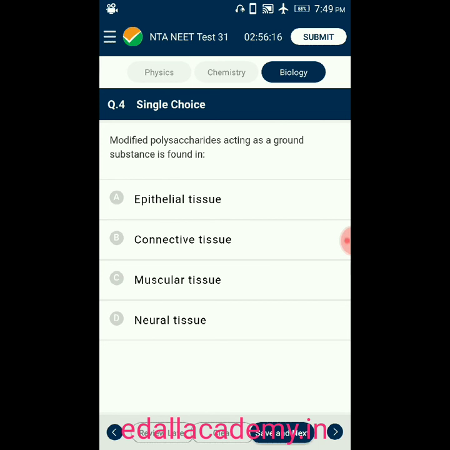Question number 4. Modified polysaccharides acting as a ground substance is found in all connective tissue except blood. The cells secrete fibers of structural proteins called collagen or elastin. The fibers provide strength, elasticity and flexibility to the tissues. These cells also secrete modified polysaccharides which accumulate between cells and fibers and act as matrix ground substance. So the answer for this question is option B, connective tissue.